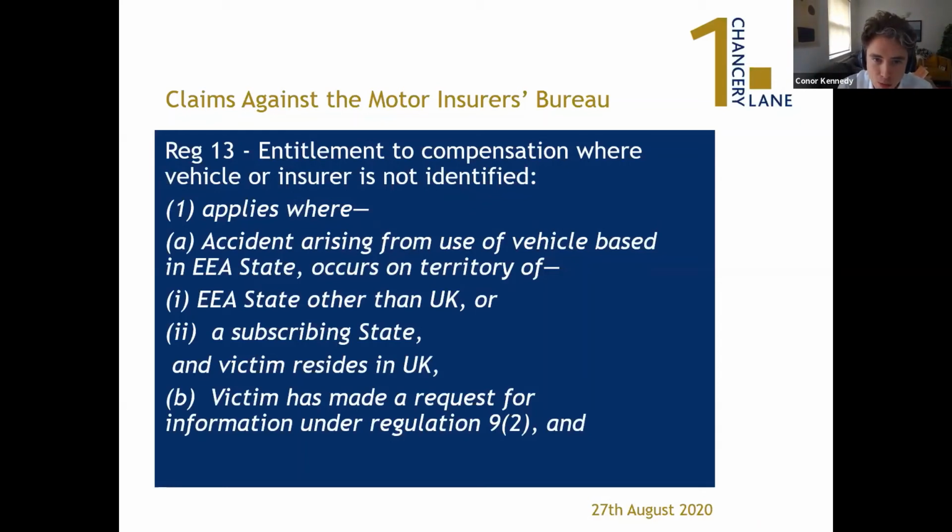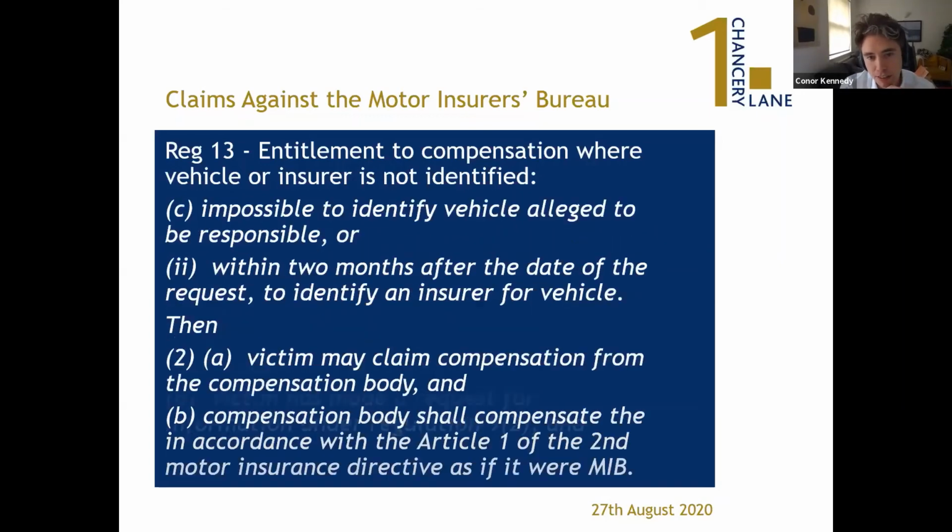So this applies where the accident, again, involves a vehicle in a European state other than the UK or a subscribing state, and the victim resides in the UK, and the victim has made a request for information under Reg 9, paragraph 2, and it's impossible to identify the vehicle alleged to be responsible, or within 2 months after the date of the request to identify an insurer for that vehicle. Then the victim can claim compensation from the compensation body, again, the MIB. The MIB shall compensate in accordance with Article 1 of the second Motor Insurance Directive.